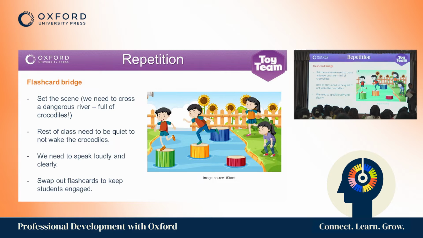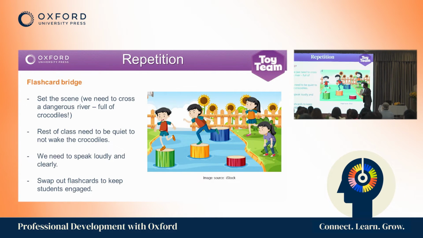Make sure the students know they have to speak loudly and clearly. You might make a rule like, the reason the wood that we're standing on is so strong is because the students are speaking clearly. We need to do that to make sure the wood doesn't break. And then, after you've played the game a few times, I would swap out some of the flashcards and put them in a different order, so the students can't just repeat what they've heard before, right?